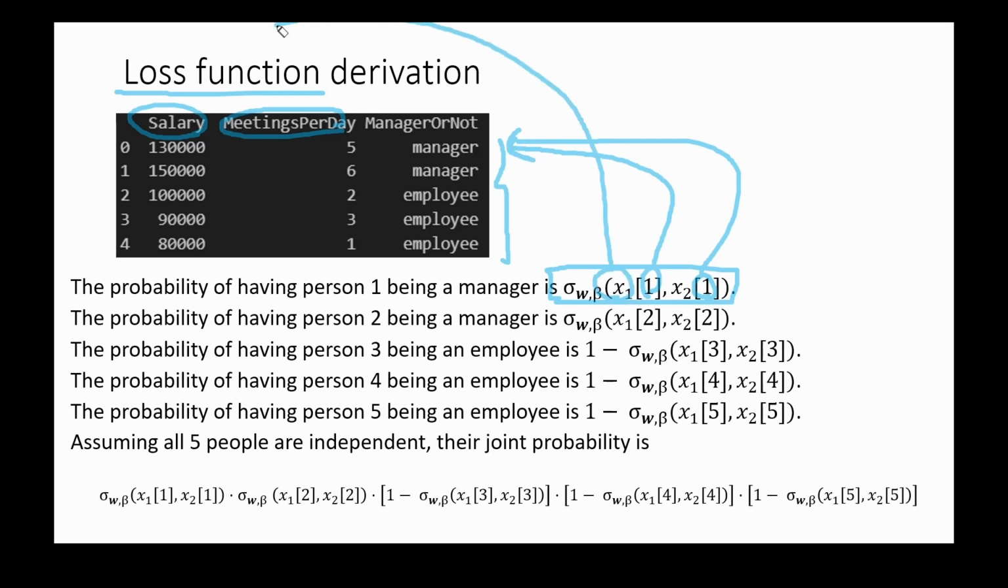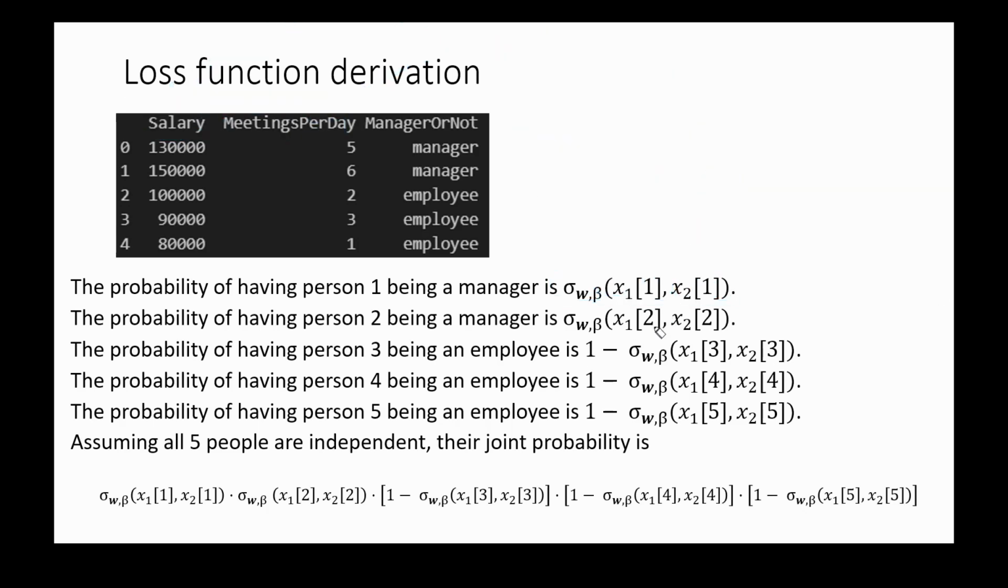X1 means that it is the first attribute. X2 means that it is the second attribute, etc. As another example, if the square bracket has number 2 inside it, then it represents the second employee. Okay, so this new notation should be very straightforward to understand. Let's go back to the statement. The probability of person number 1 being a manager is simply this expression, which is the sigmoid function of the first attribute of the first employee and then the second attribute of the first employee.